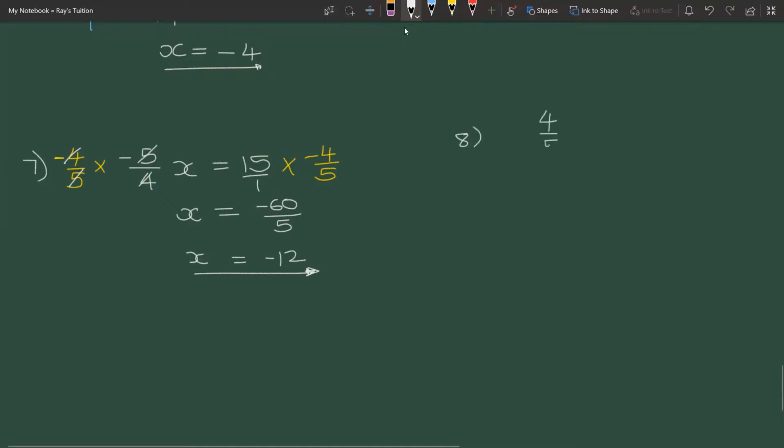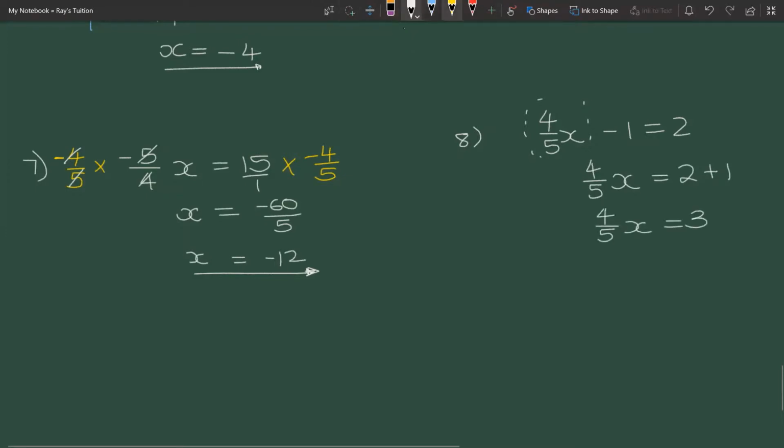Next, we have 4 over 5x minus 1 is equal to 2. Again, first, let's try and get this term by itself. So what we're going to do is move the 1 over. So it's 4 over 5x is equal to 2. And when we take the 1 over, it becomes positive 1. So 4 over 5x is equal to 3.